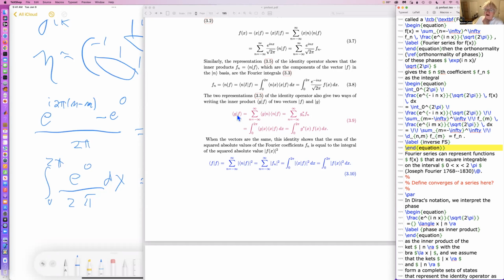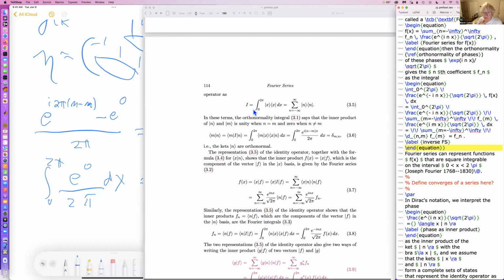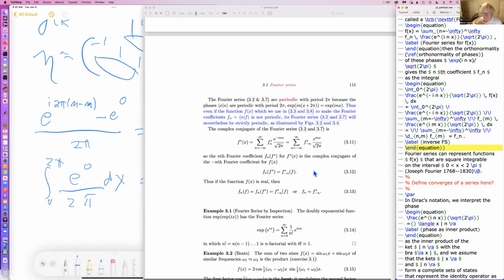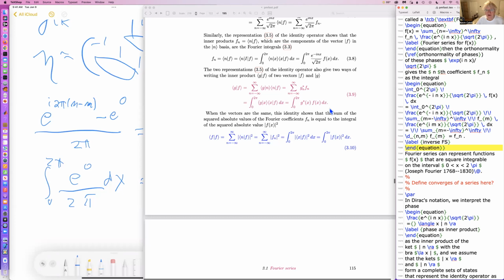You can also take the inner product of an arbitrary bra and an arbitrary ket. You insert the identity, you get g_n star f_n, and those we can rewrite as integrals. An integral from 0 to 2 pi of g star of x f of x. So there we've used 3.5, which is back here again, the identity operator. You can get a lot of mileage out of the identity operator.